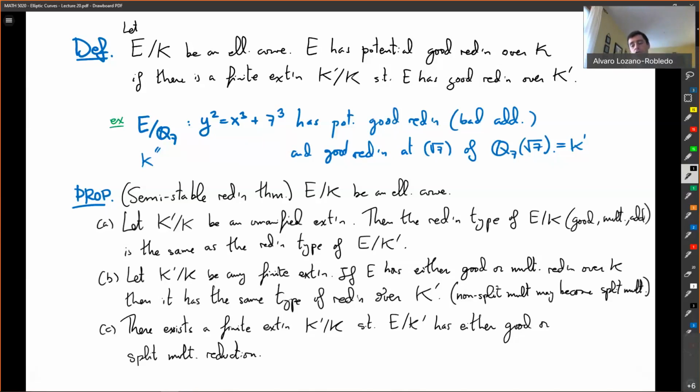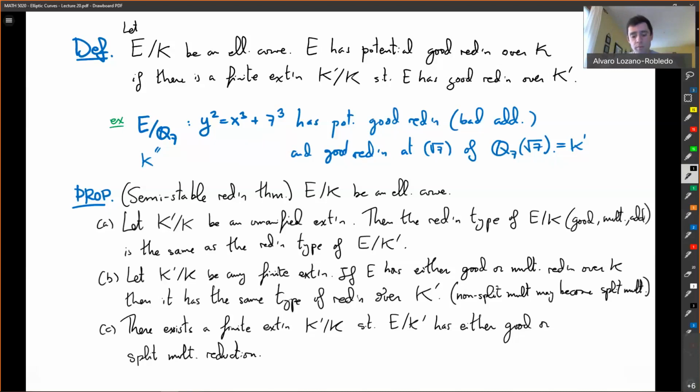Okay, so there is an extension where if you have additive reduction or non-split multiplicative reduction, you're going to be able to go up to an extension where you have either good or split multiplicative reduction. So that's why additive is unstable. You can always resolve it. Non-split, you can resolve to split, and good stays always good no matter where you go up in your extension.